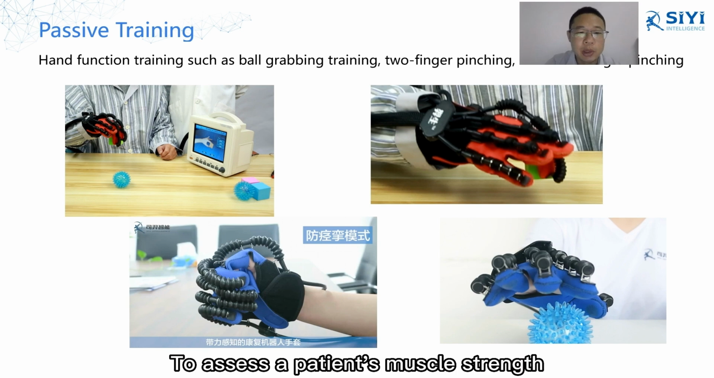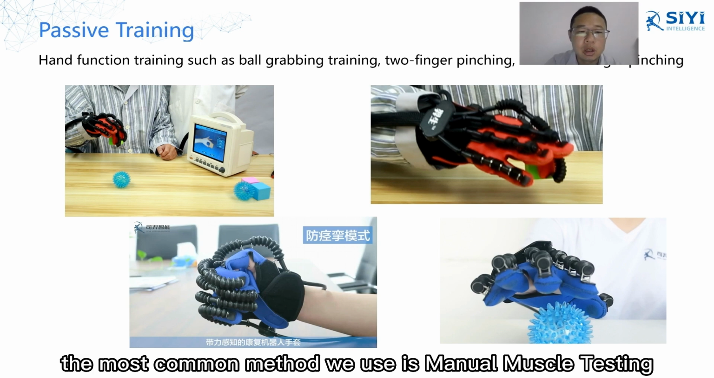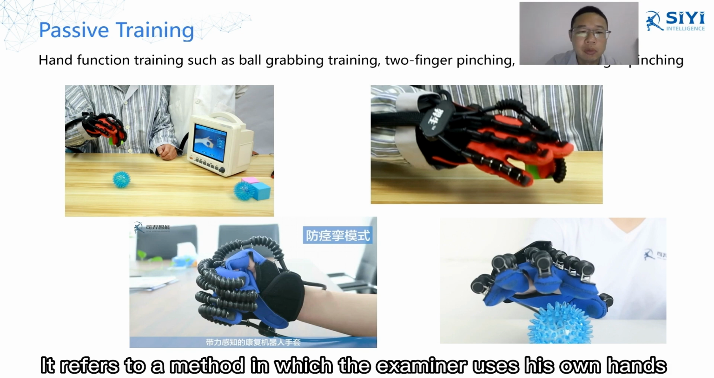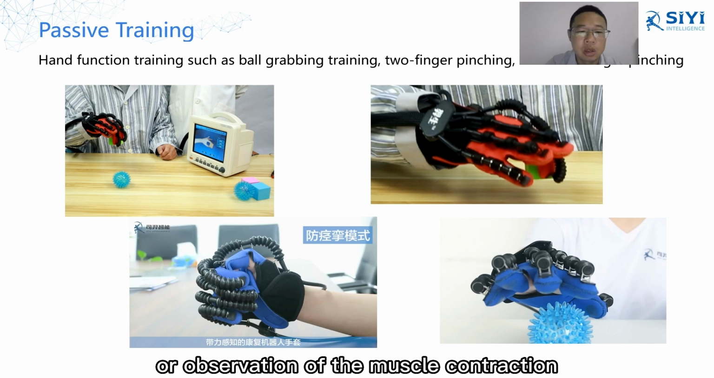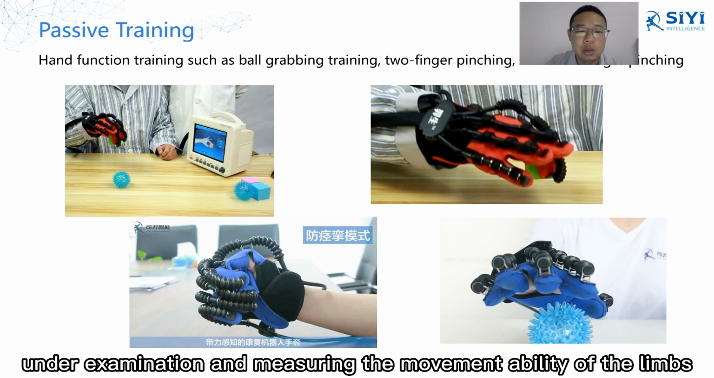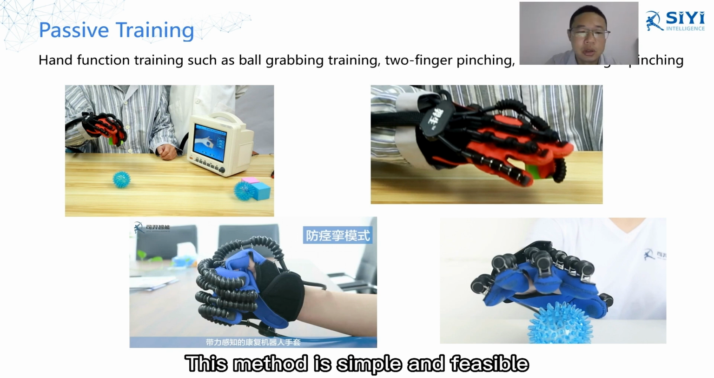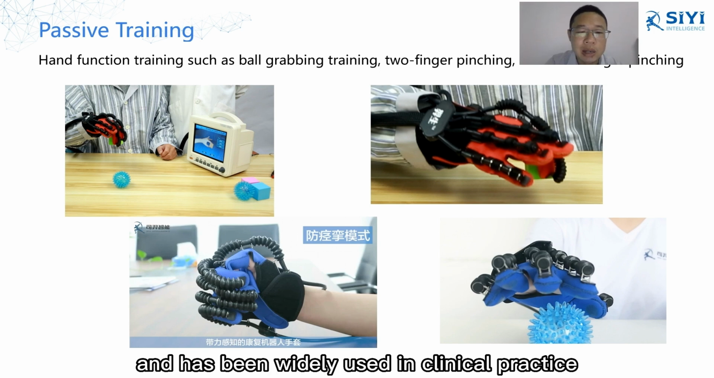To assess a patient's muscle strength, the most common method we use is manual muscle testing. It refers to a method in which the examiner uses his own hands to judge the muscle strength by feeling the strength or observation of the muscle contraction and examination and measuring the movement ability of the limbs. This method is simple and feasible and has been widely used in clinical practice.